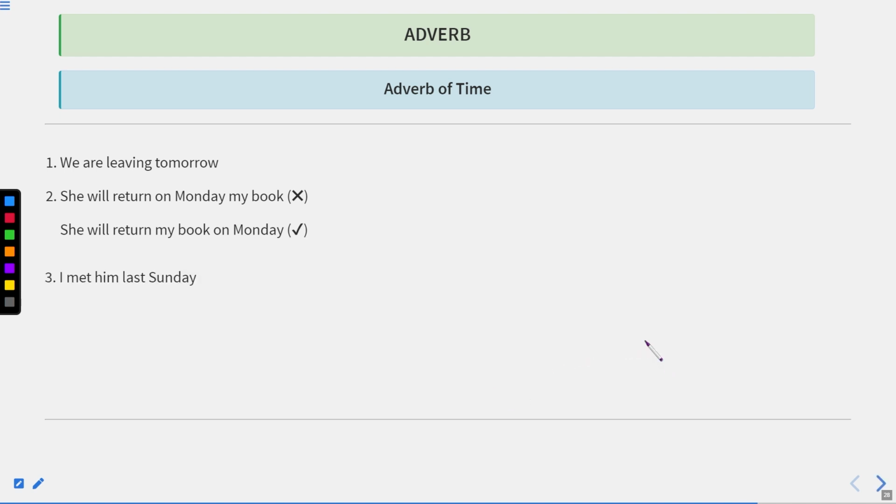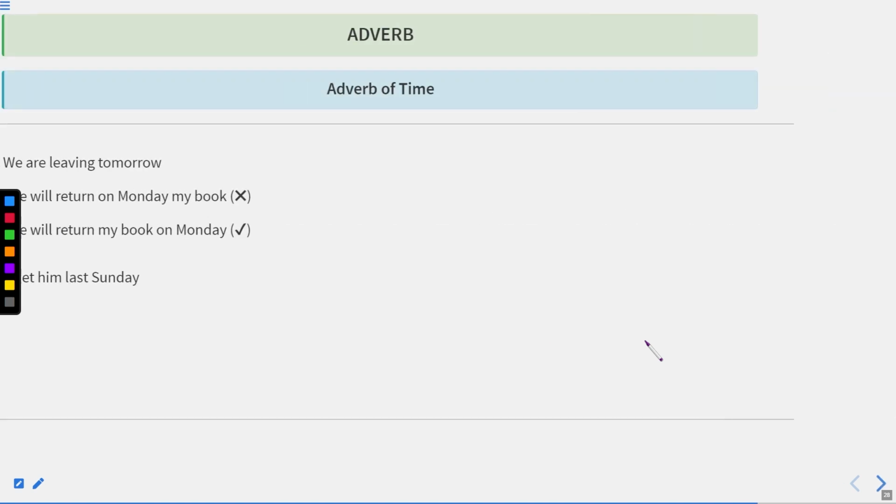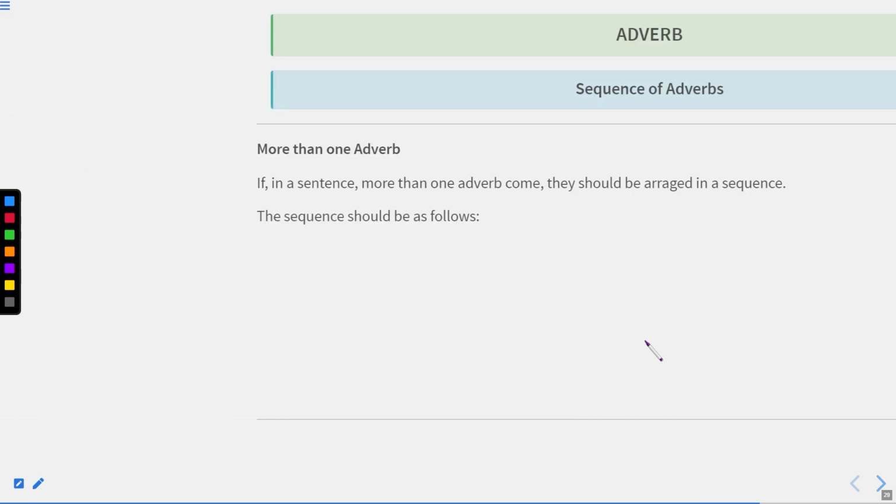Okay. Next sentence is, I met him last Sunday. This one is correct. How? Met is the verb, him is the object, and last Sunday is the adverb of time. So this sentence is absolutely correct. Okay. Now let us move to the next one.